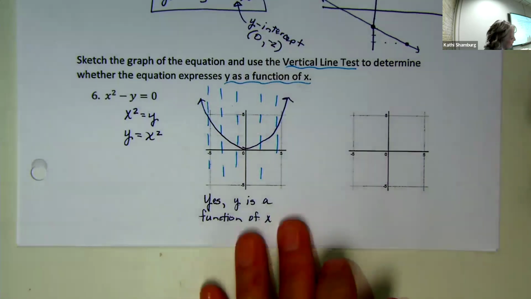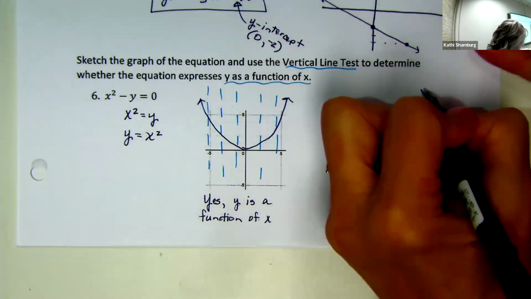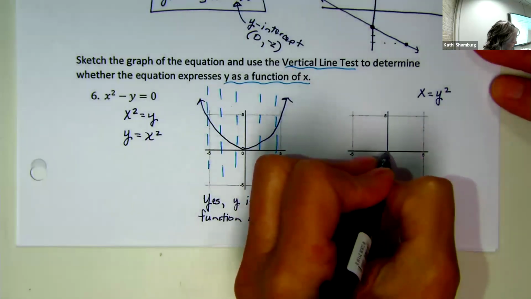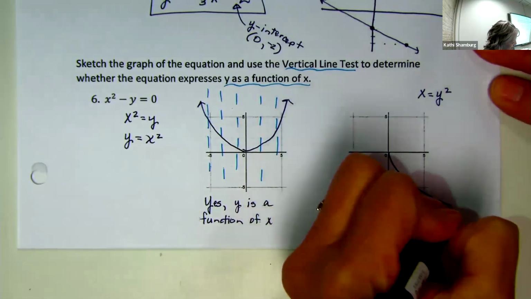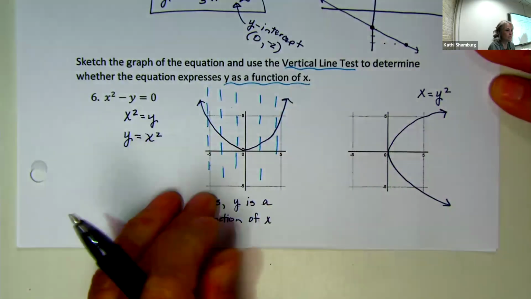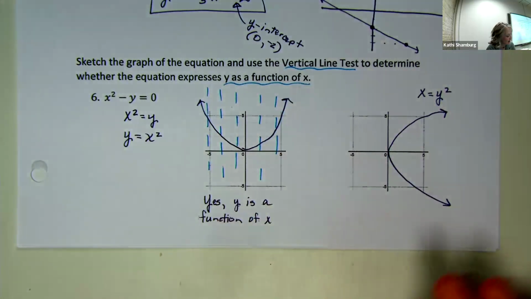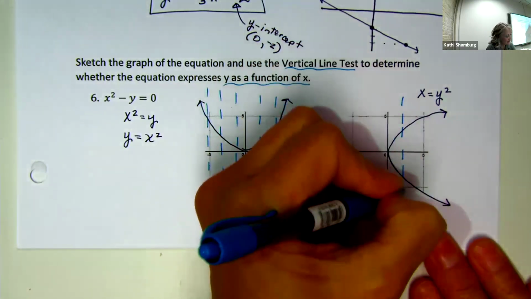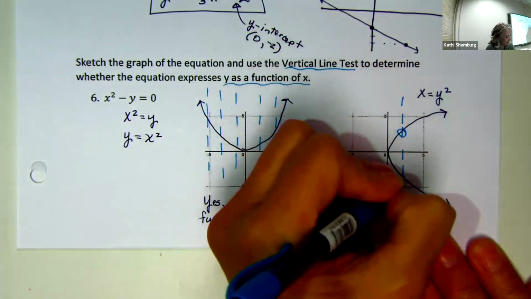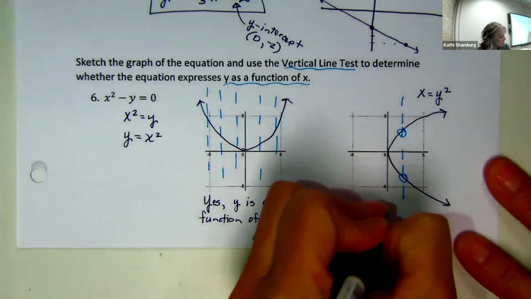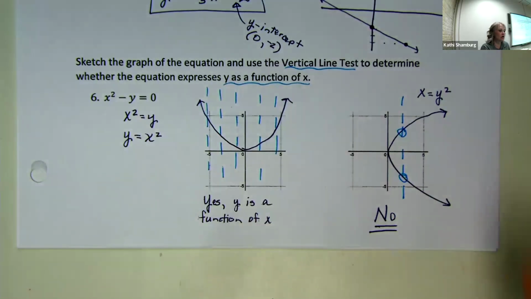Now, if we had the equation x equals y squared, that is going to look like this. If I do a vertical line test, how many times is it intersecting it? Twice. So if it's more than one time, then the answer is no.